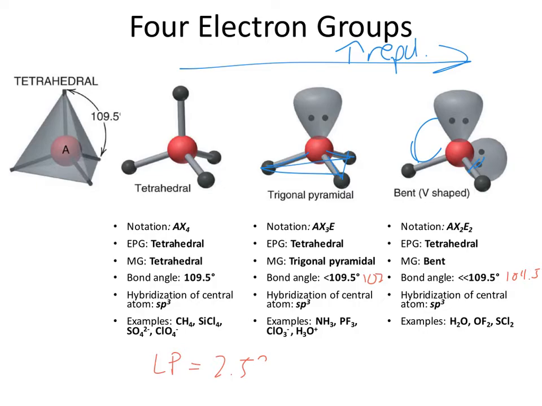Hybridization is sp3. You have 4 regions over here, so you'll have 1 s and 3 p's to equal 4 regions of charge. So 1, 2, 3, 4. So if you remember, that's going to be 1 s plus 3 p's, 1 plus 3 is going to equal 4.